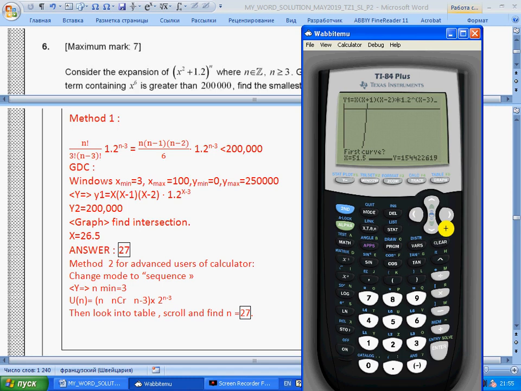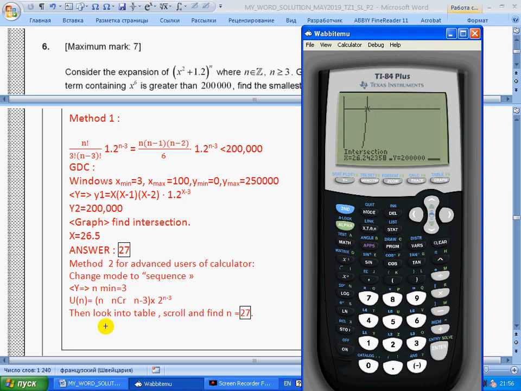First curve, second curve, guess. Intersection happens when x equals 26 and so minimum when this happens, because x should be a whole number, we round it to 27. So answer is 27.